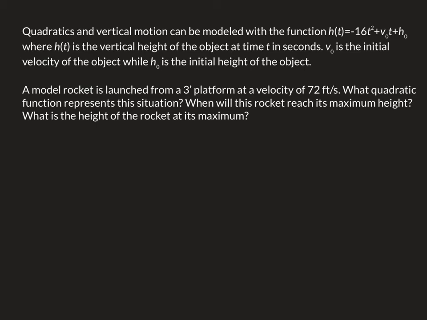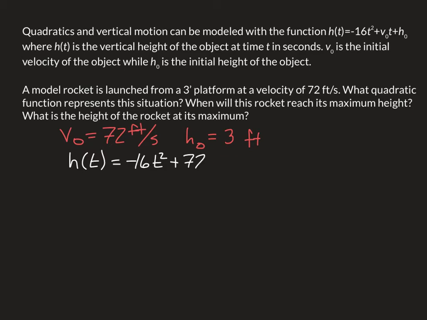So the first thing we can do is start to figure out what goes where. We know the initial velocity is 72. That's in feet per second. We know the initial height, because the rocket starts on this 3-foot platform, is 3. So we just plug these numbers in to create our equation. So we have h of t equals negative 16t squared plus 72t plus 3. And that's the first question, the quadratic that represents the situation.